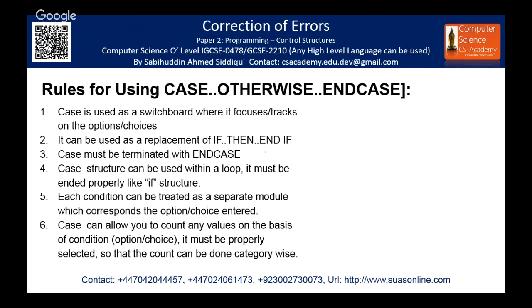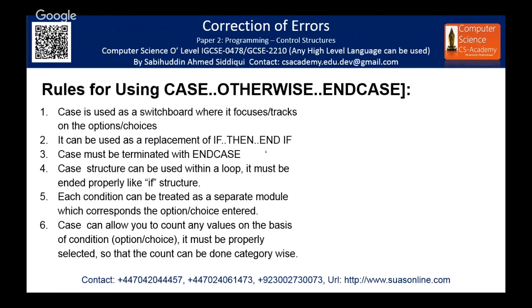Rule number 5: each condition must be treated as a separate module which corresponds to the option or choice entered. That means if you enter one, the module or subroutine corresponding to option one will be called up. The sixth rule is that case can allow you to count values on the basis of conditions or choices. It must be properly selected so that the count can be done category wise.